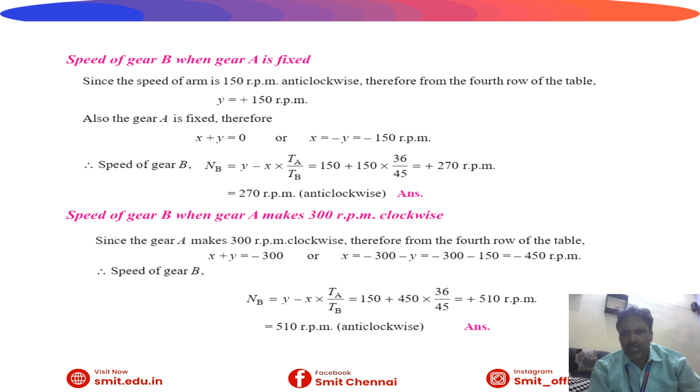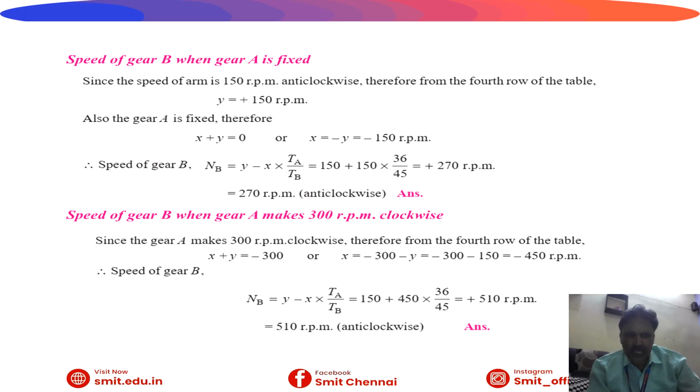Then the speed of gear B, NB, equals Y minus X TA by TB, that is 150 plus 150, because minus into minus is plus, so plus 150 into 36 by 45. We get 270 rpm, that is anticlockwise.